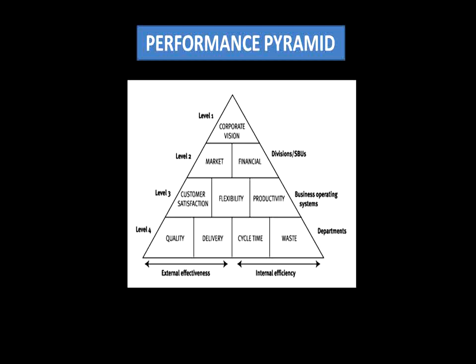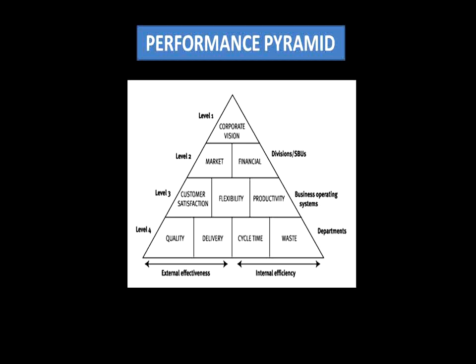The performance pyramid includes both financial and non-financial indicators. The left side of the model is external effectiveness, and the right side shows internal efficiency. This model was developed by Lynch and Cross, and it includes a hierarchy of financial and non-financial performance measures. Performance measures show the link between strategy and day-to-day operations.